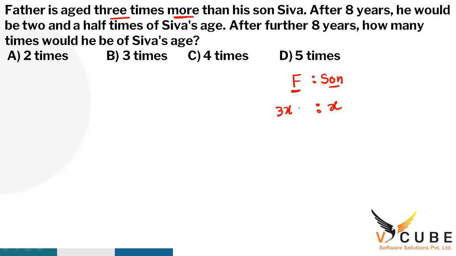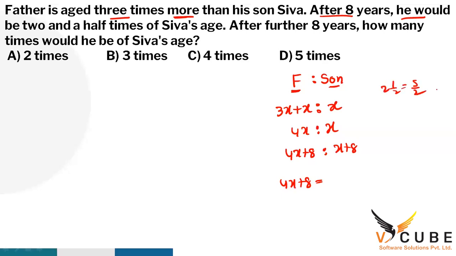More means adding. More than his son. Son's age is how much? x. So 3x plus x is how much? 4x is to x. So read the next statement. After 8 years. Okay, after means plus. 4x plus 8 is to x plus 8. Okay, he would be, means father, 4x plus 8. He would be 2.5 times. 2.5 means 2 1 by 2, which means 5 by 2. So he would be 2.5 times of Shiva's age. Shiva's age is how much? x plus 8. Okay, let me calculate.